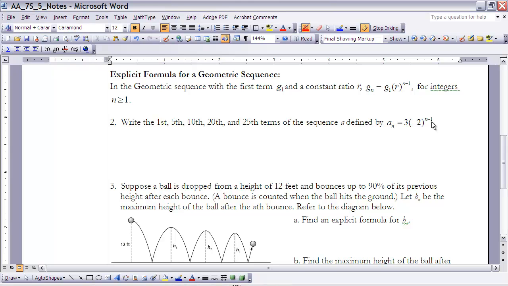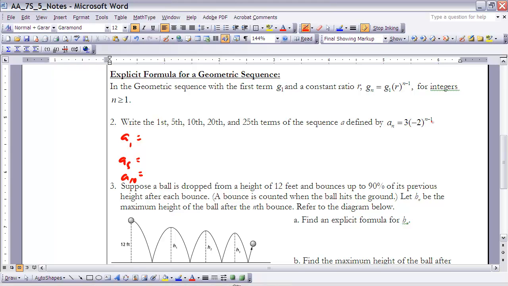It says the following. Write the first, 5th, 10th, 20th, and 25th term of the sequence A defined by a sub n is equal to 3 times negative 2 raised to the n minus first power. Well, really, if I'm going to do that, all I'm doing is finding out what is a sub 1, what is a sub 5, what is a sub 10, etc. For each one of those, I'm plugging in. Remember, the sub number is the value of n, so I'm plugging that in for n into this function.